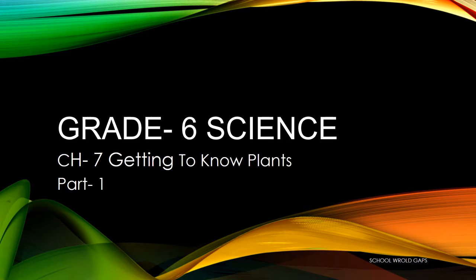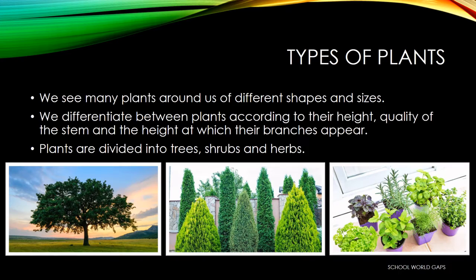So today we'll be learning chapter 7, Getting to Know Plants, of grade 6 science. This is the first part of that chapter. First of all, we'll see different types of plants, right? We need to differentiate plants to learn their types. We have seen many different plants in different shapes, sizes and colors as well. Now we'll see how we can actually differentiate between them, right?